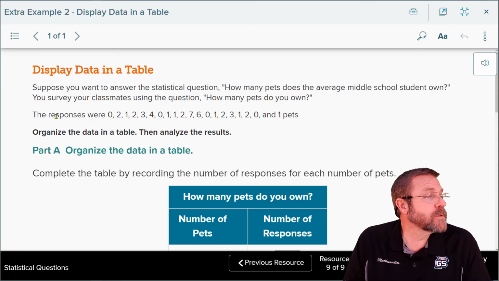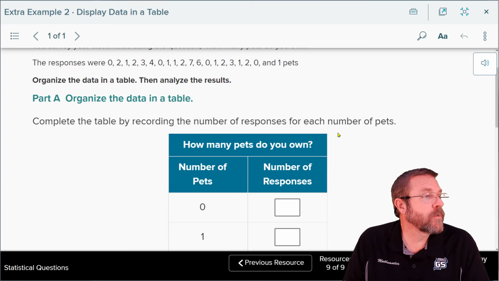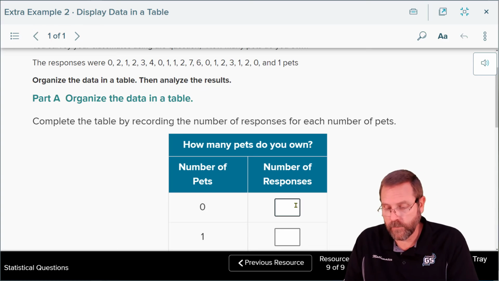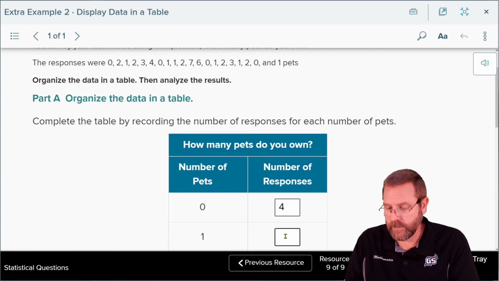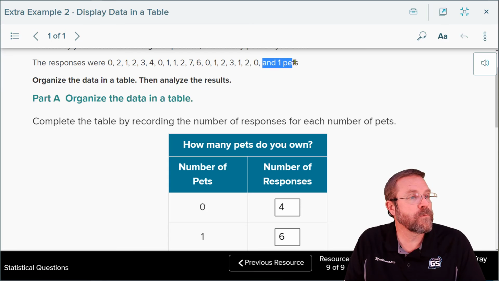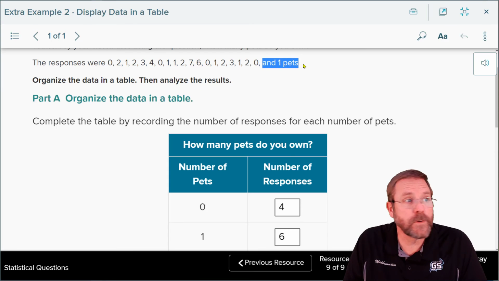The responses to the questions were given here, and from there we want to organize that into a table. So how many students said they had 0 pets? That's 1, 2, 3, 4. 4 students said they had 0. 1 pet was 1, 2, 3, 4, 5, 6. That's going to be 6. Don't forget this little 1 over right here. That's one student too.